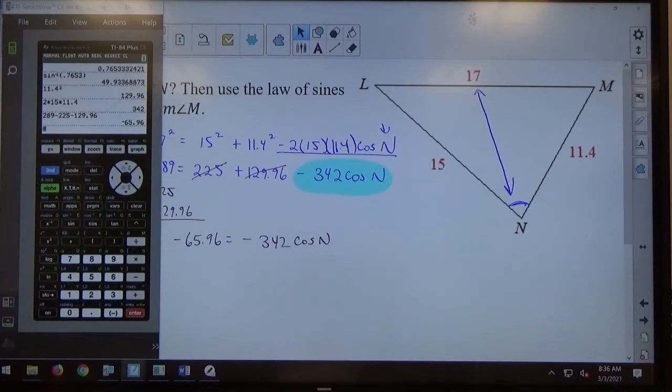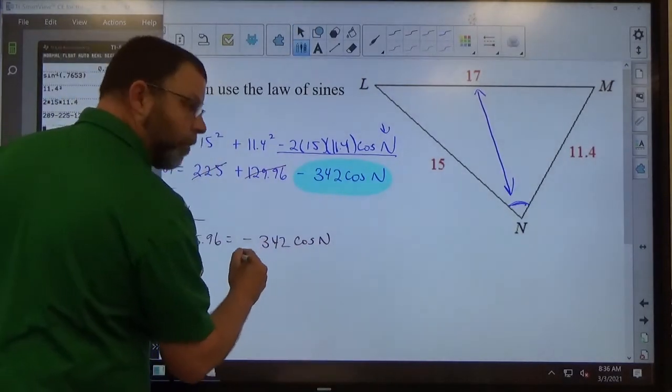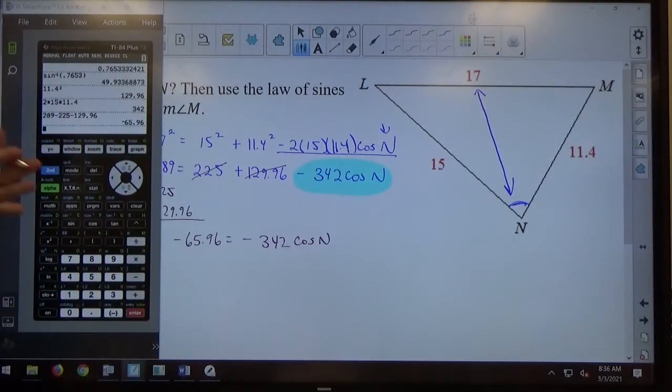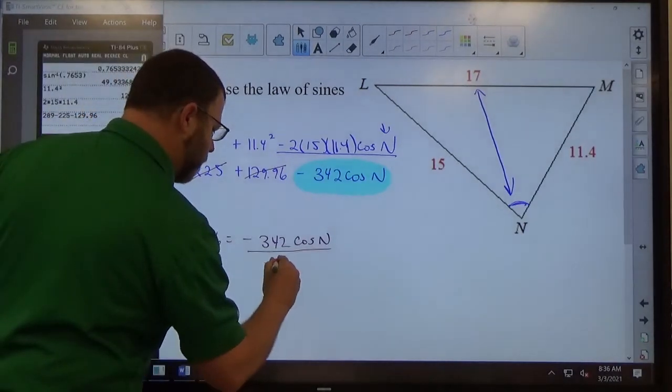Now, to get out what cosine of n is, again, I want cosine of n all by itself, just like the last problem where I had sine of b equals number. I want cosine of n equals number. So I'm going to divide both sides by negative 342.